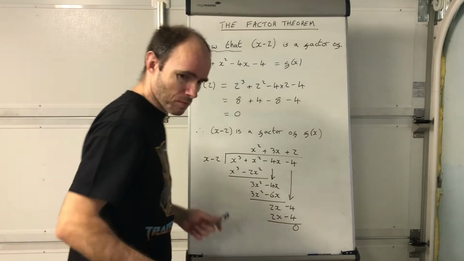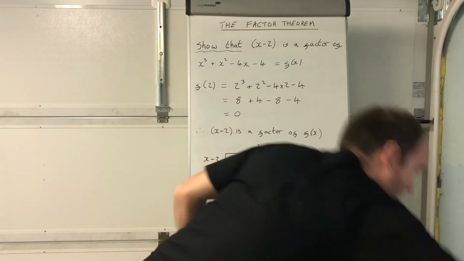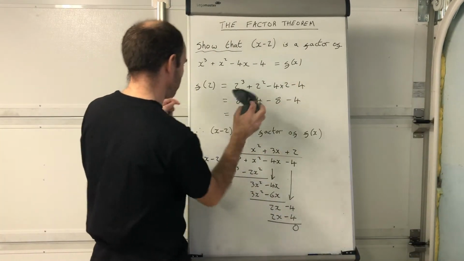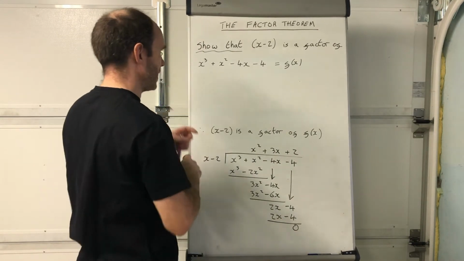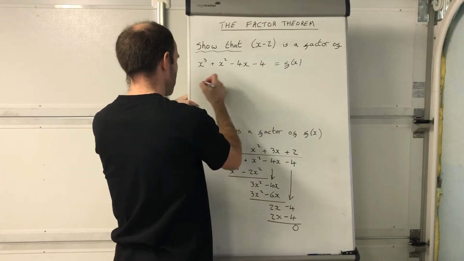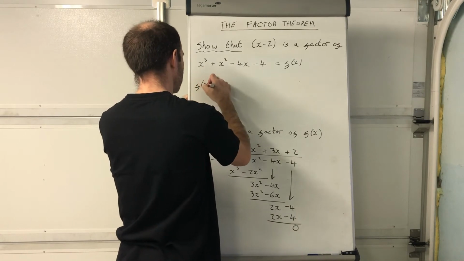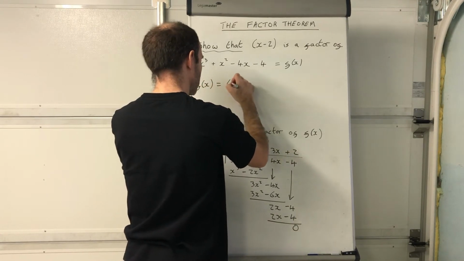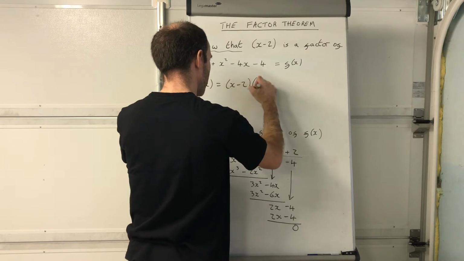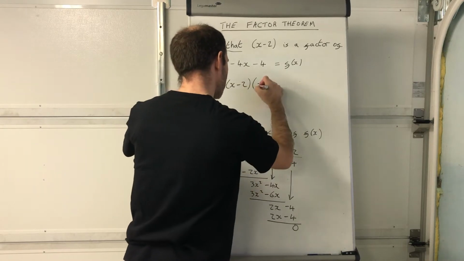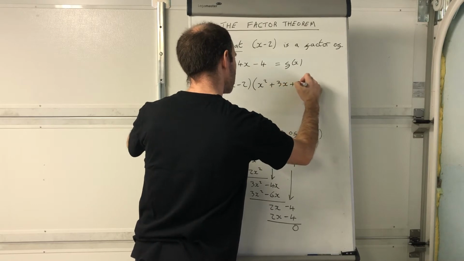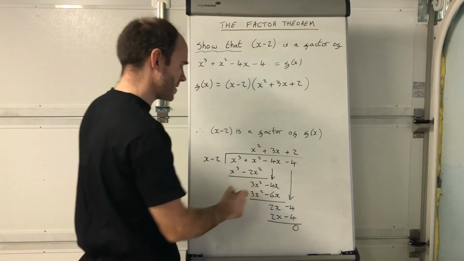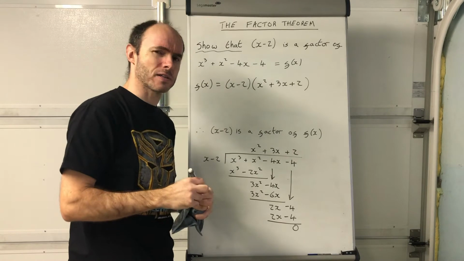If you don't mind, I'm just going to find my board rubber again and rub this off. Okay. And I'm going to write down by here that you can factorise this f of x as x minus 2, and the other factor is this x squared plus 3x plus 2. So the long division process has actually helped us to be able to factorise that.